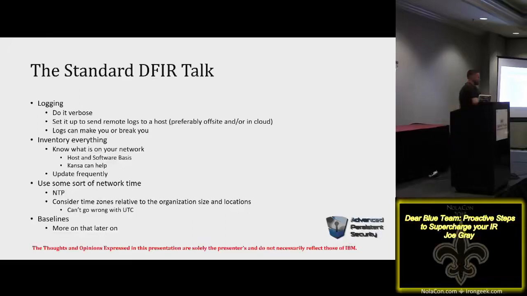We always hear inventory everything, and I'm going to talk more about the whole inventory, baseline, all that fun stuff, but you really need to know what's going on. The first and second, I still call it the SANS Top 20, but the Critical Security Controls have an inventory of authorized and unauthorized hardware and software. That's number one and number two.